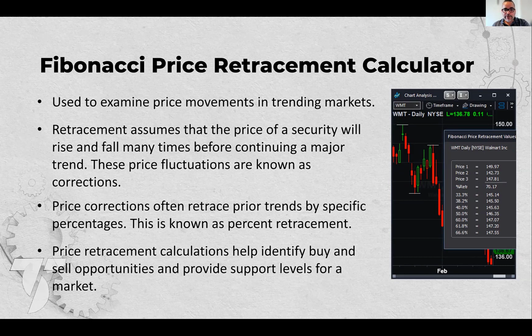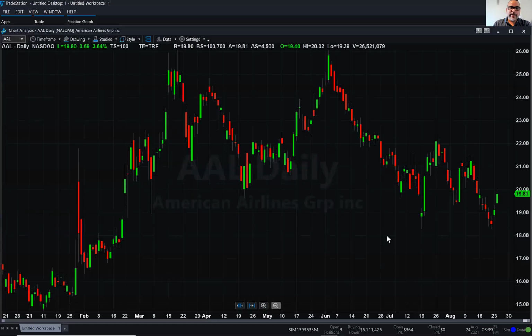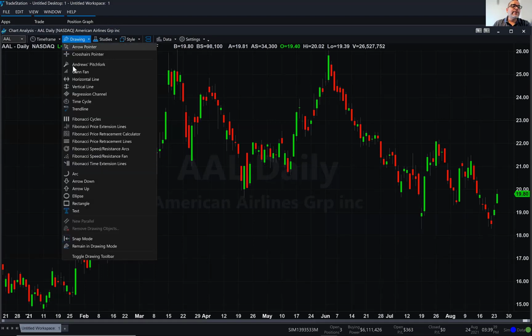If I go over here to my TradeStation platform, let me reset the scale here, and let's take a look at a retracement. Let's suppose that we're looking at this downtrend, and then again, the market activity retraces back up, and we want to know how much it retraced by. All you need to do is use the calculator. So let me go to drawing and pull up what's called the Fibonacci price retracement calculator.